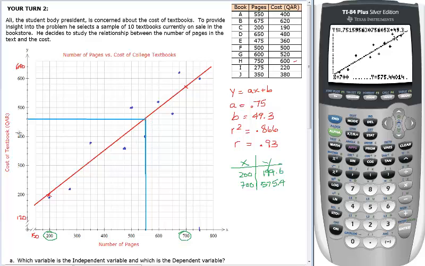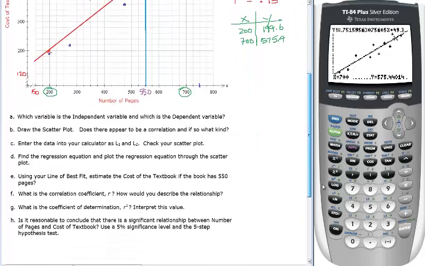Now the y-axis is going up by 20, so it'll be 420, 440, 460. It looks like we have 460. Let me write that down, 460. So the cost of predicted value would be 460 reals if the textbook had 550 pages, right? So that's how you use a line of best fit.